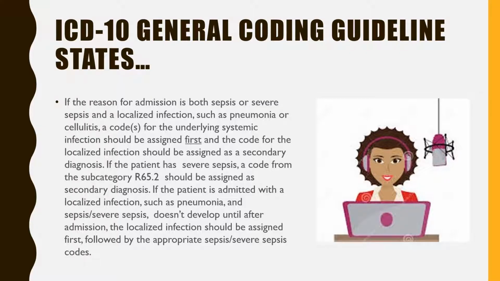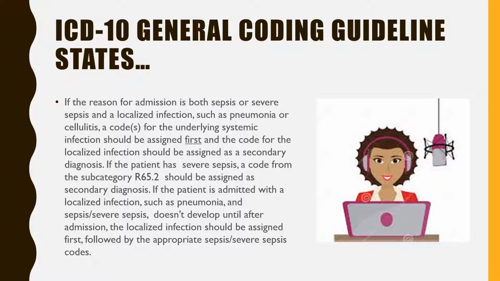Our ICD-10 General Coding Guidelines states, if the reason for admission is both sepsis or severe sepsis, and a localized infection such as pneumonia or cellulitis, a code or codes for the underlying systemic infection should be assigned first, and the code for the localized infection should be assigned as a secondary diagnosis. If the patient has severe sepsis, a code from the subcategory R65.2 should be assigned as secondary diagnosis.